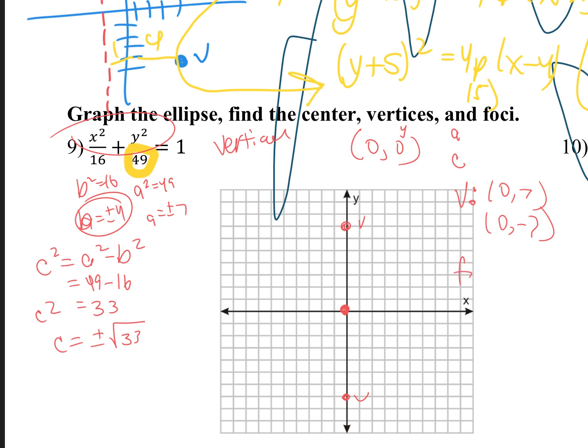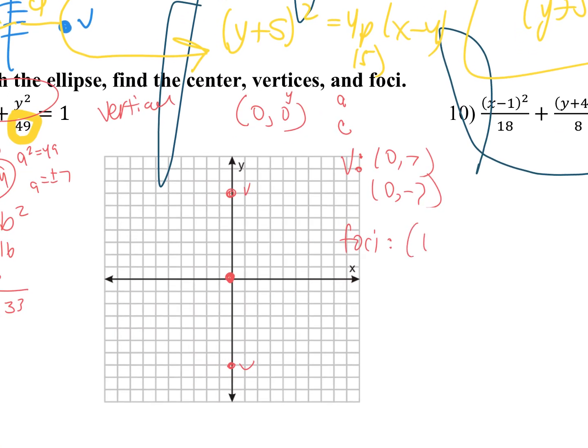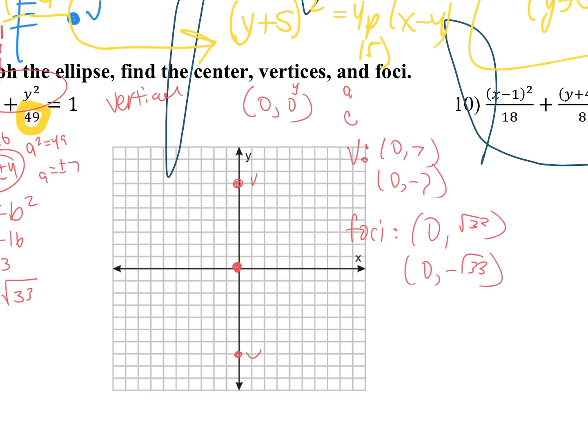And then my foci should be inside of my ellipse. So we're going to, again, add and subtract to the y. So it's 0, positive square root of 33, and 0, negative square root of 33. And we just talked about that. Square root of 33 is going to be in between 5 and 6. So 1, 2, 3, 4, 5, 6-ish. 1, 2, 3, 4, 5-ish, right here, inside.